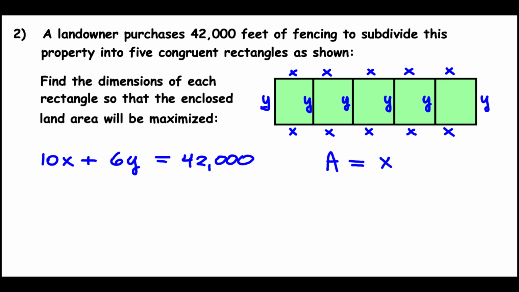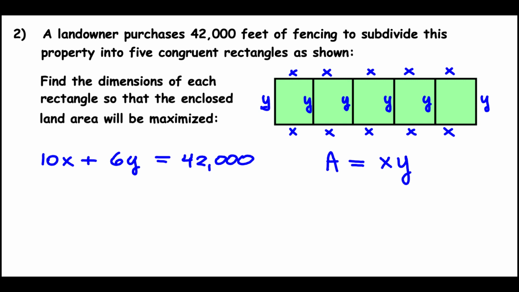It's optional. What will happen is if you use the 5, you'll end up setting it equal to 0, and when you divide both sides by 5, it won't matter. Since these are all congruent rectangles, my thinking is if I maximize the area of one, I'm going to maximize the area of them all simultaneously. So why bother with bigger numbers when I don't need them?